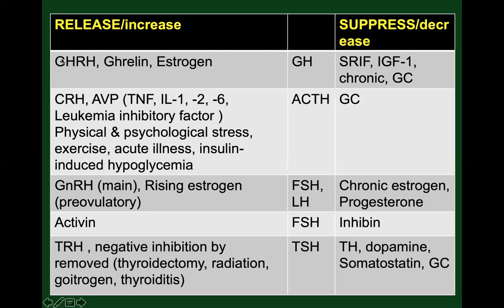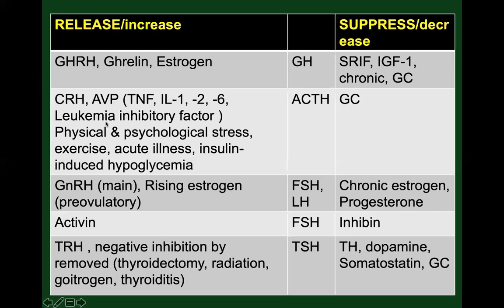So your growth hormone will have its growth hormone releasing hormone, and the one that usually causes its suppression is an inhibitory factor. Okay, so now also for the release of the growth hormone would be ghrelin and your estrogen. Okay, for suppression, one of its targets is IGF-1, and also chronic glucocorticoid secretion. For ACTH, the one that usually controls it would be the corticotropin releasing hormone.